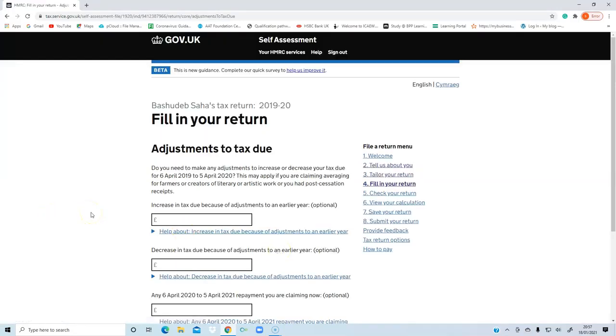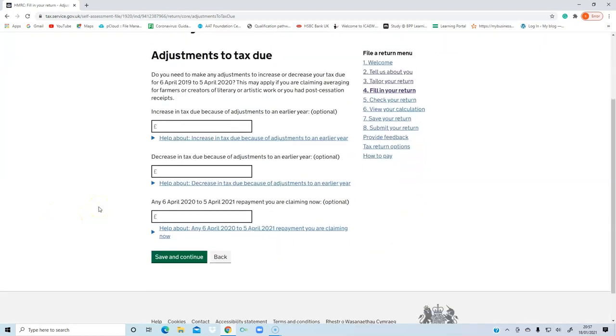But most of the time, you don't have any tax due anyway. Then tax adjustment to tax. So if you want to say increase in tax due because of an adjustment earlier, if you made any adjustment during the year, you can always do some adjustment here. But if you don't have, you don't have to. It's all options, so you don't have to do anything.